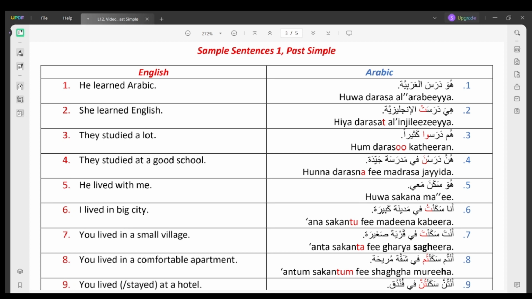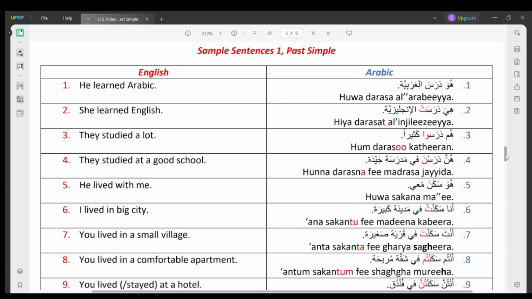Now let's move on to the sample sentences. Number 1, he learned Arabic. هو درس العربية. Number 2, she learned English. هي درست الإنجليزية. Number 3, they studied a lot. هم درسوا كثيرا. Number 4, they studied at a good school. هن درسن في مدرسة جيدة.